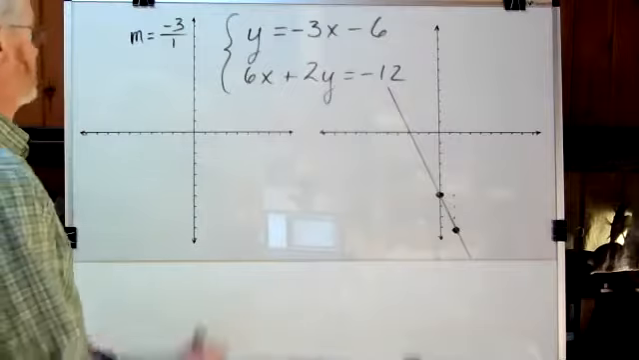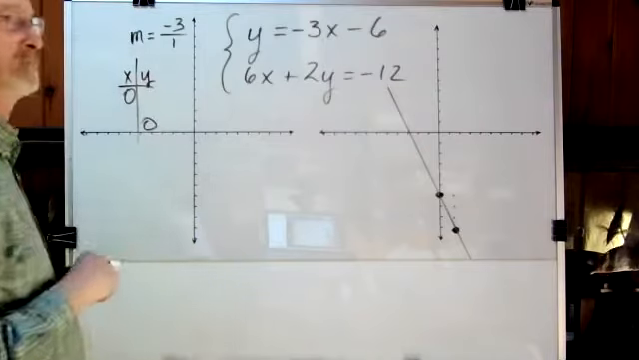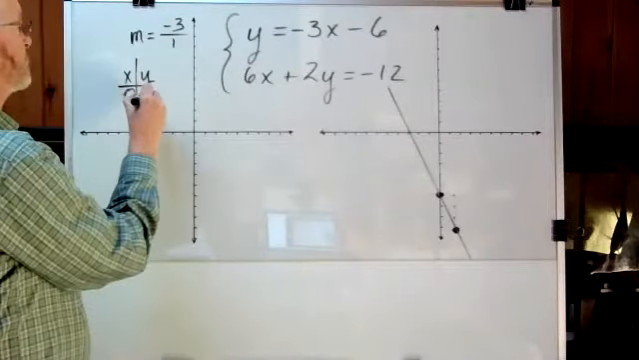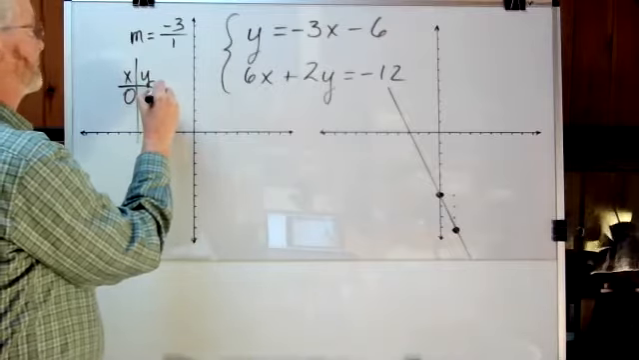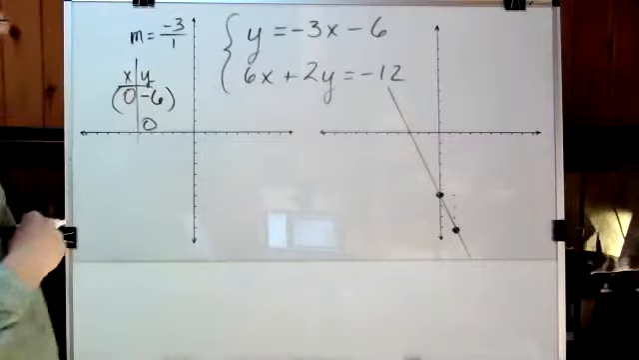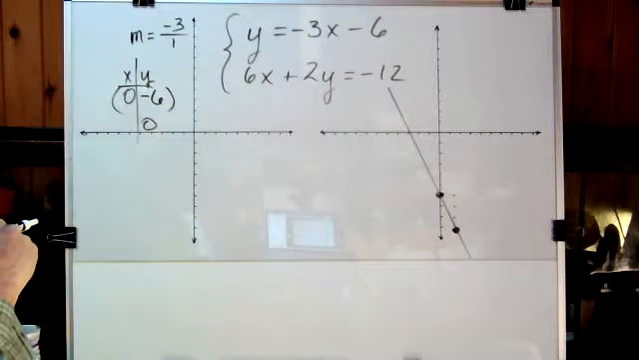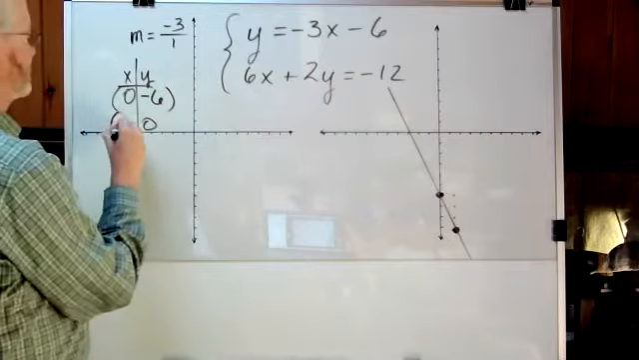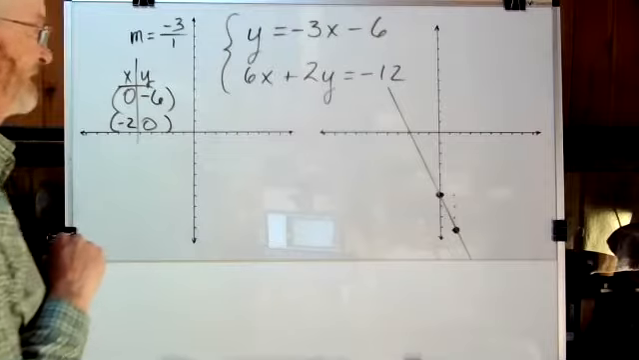The 6x plus 2y equals -12? I believe we'd plug in the intercepts. So 6 times 0 plus 2y equals -12 becomes 2y equals -12. Divide both sides by 2, so y equals -6. Then do the same thing for x: 6x plus 2 times 0 equals -12, so 6x equals -12. Divide both sides by 6, making x equals -2. Okay, good. So we've got the points (0, -6) and (-2, 0).